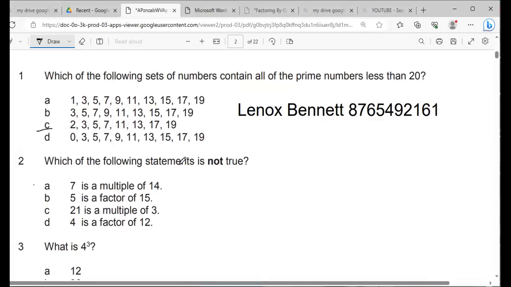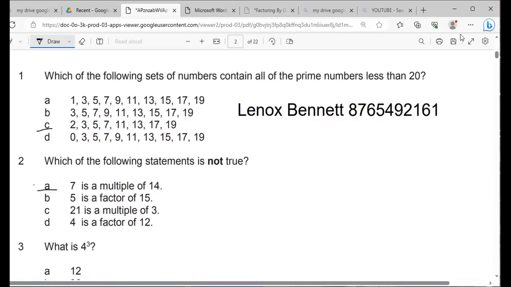Which of the following statements is not true? 7 is a multiple of 14. 5 is a factor of 15, 21 is a multiple of 3, 4 is a factor of 12. 7 is not a multiple of 14, 7 is a factor. Multiples are like when you multiply.